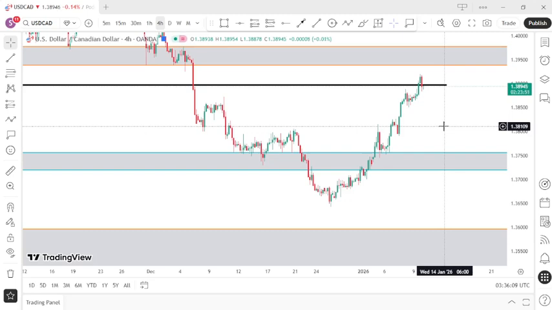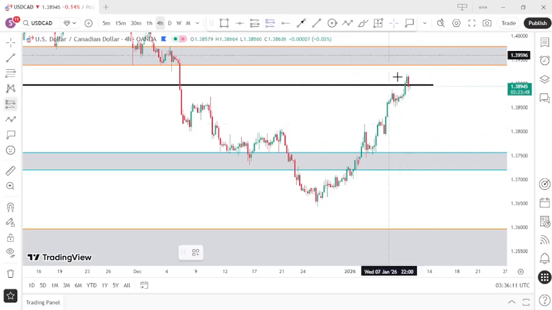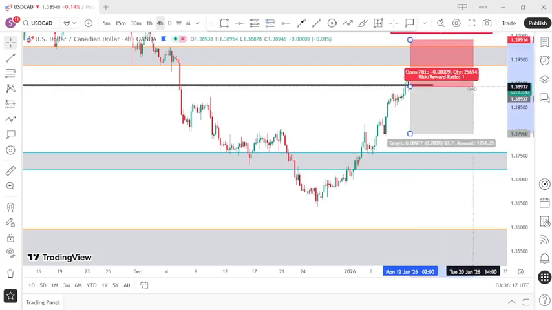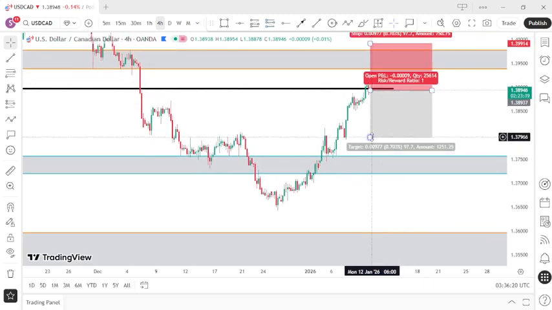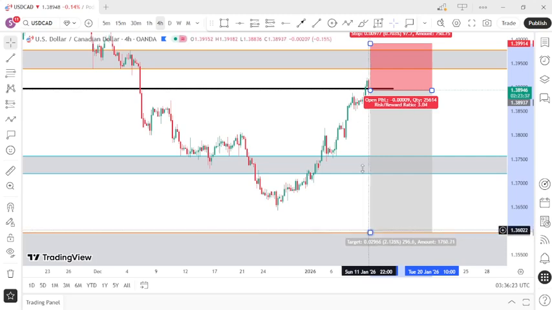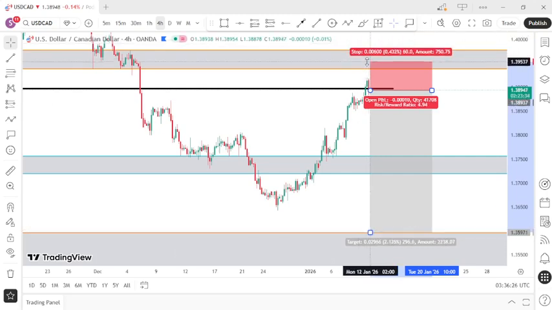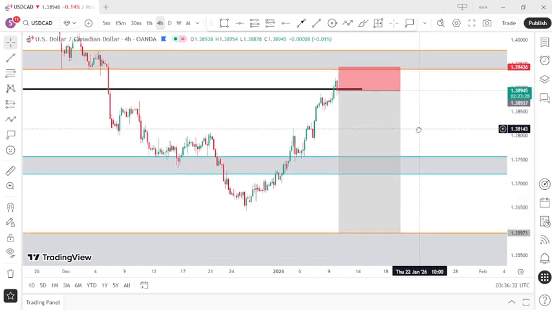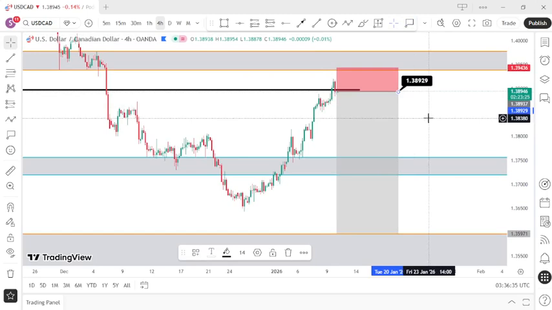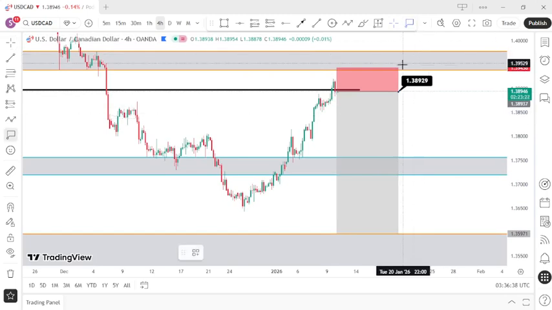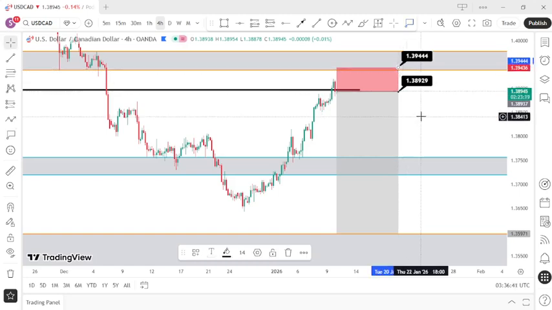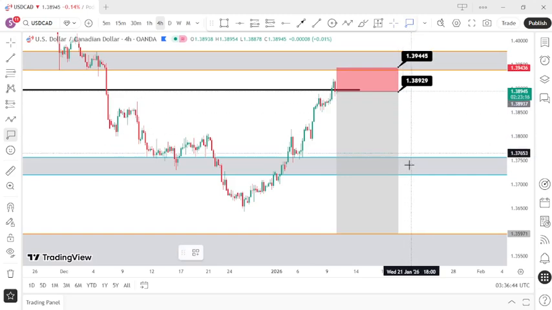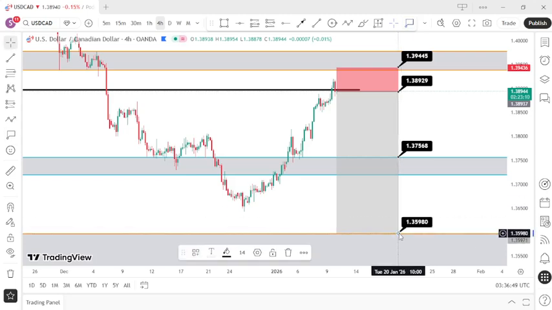So what I'm going to do now is I'm going to take a sell on USDCAD right here. Target this weekly zone. Set my stop loss at 50 pips. My stop loss will be here, my entry here. Then my TP1 will be here, and TP2 will be here.